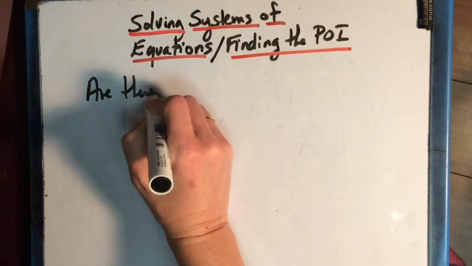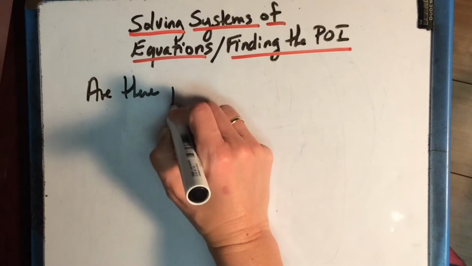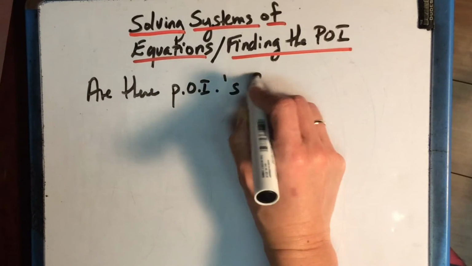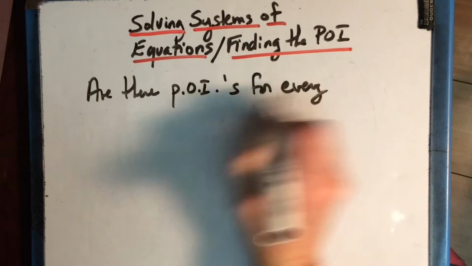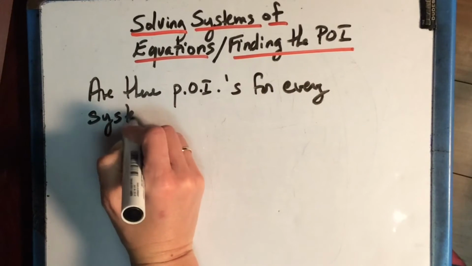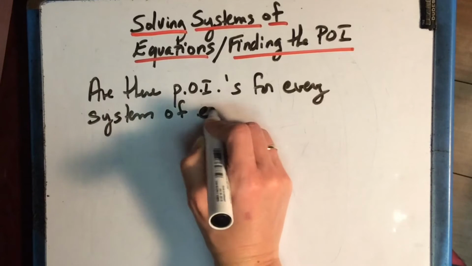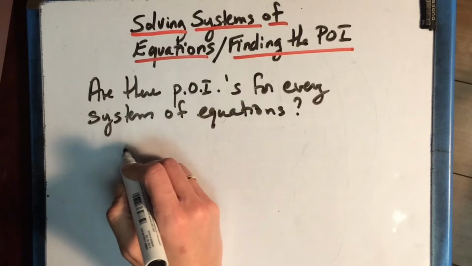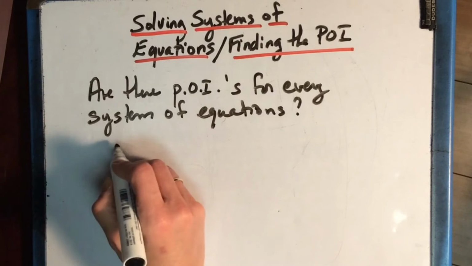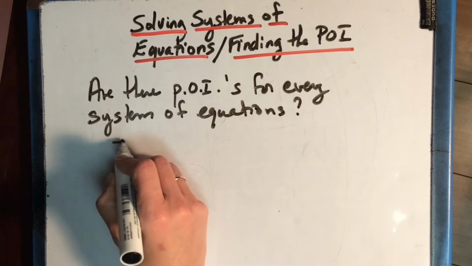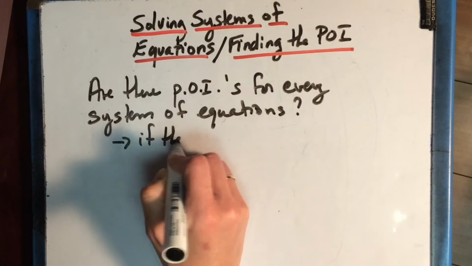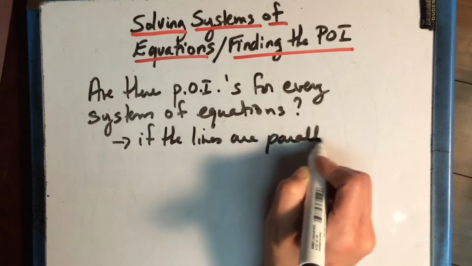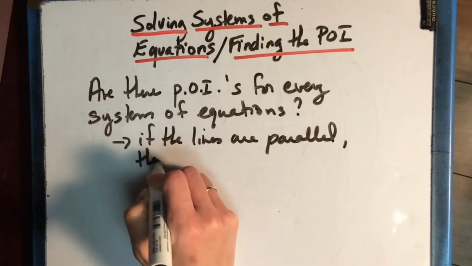Are there P.O.I.s for every system of equations? Well, let's think about this. When will two lines not meet? Well, if the lines are parallel, they will never meet.